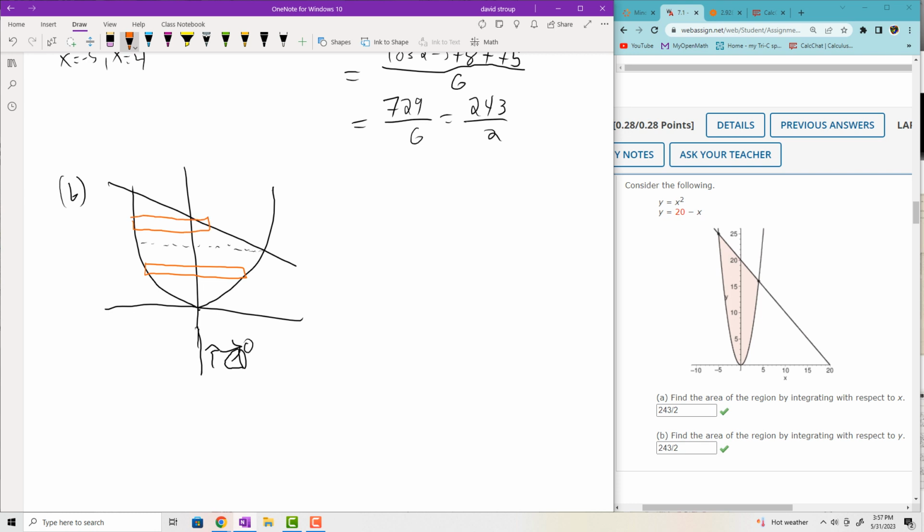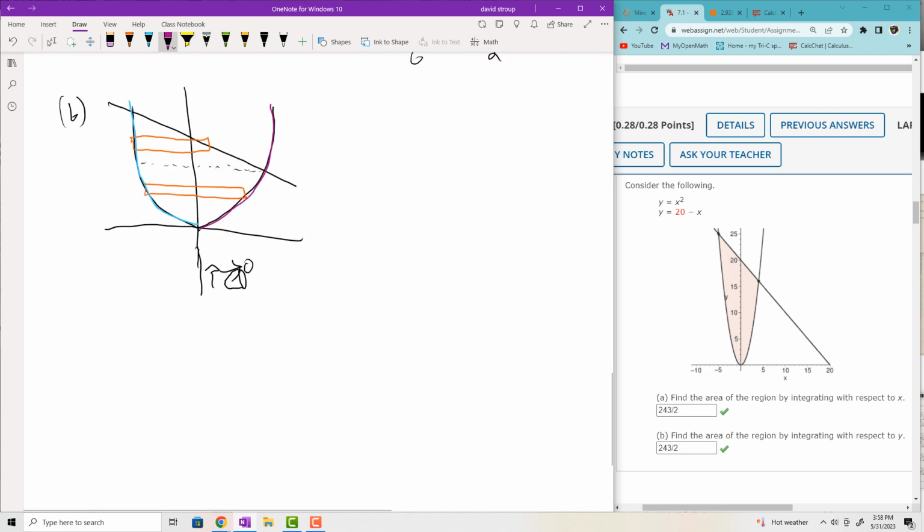See, in the first region, the top of the rectangle is given by this purple portion, and the bottom of the rectangle is given by this blue portion. But when you cross that frontier, then the top of the rectangle is given by the straight line, and the bottom of the rectangle is given by the blue curve. Okay? So we need also to put everything in terms of y.